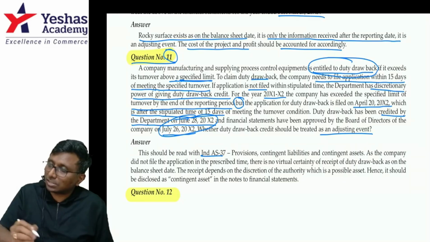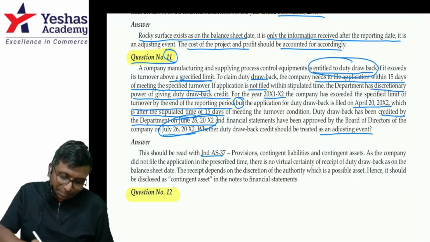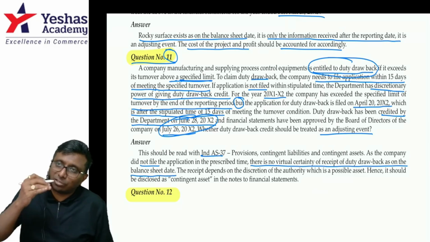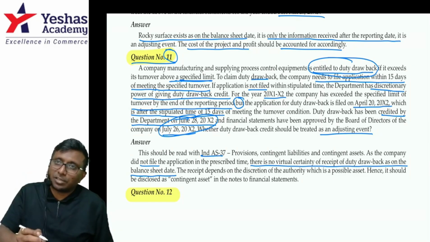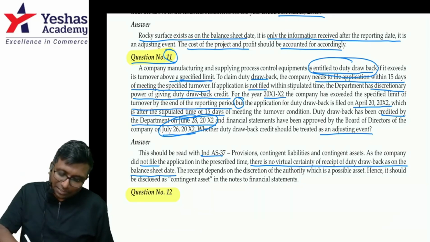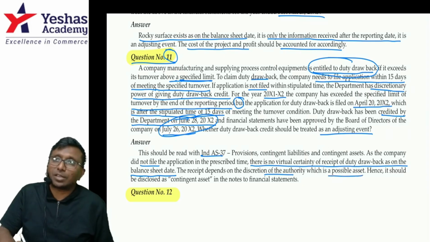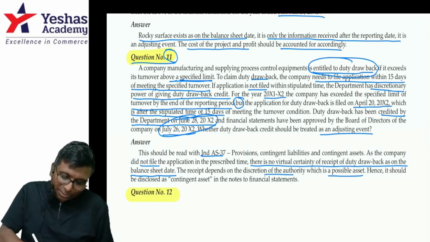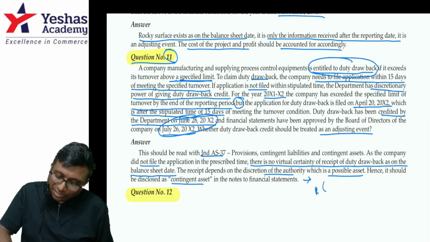That is only provisions and so on. As the company did not file the application, there is no virtual certainty of receipt of the duty drawback as on the balance sheet date. We did not have a right. Virtual certainty is secondary actually. You did not have a right to ask. The decision depends on the other party. The receipt depends upon the discretion of the authority, which is a possible asset. That's why I said it is a contingent asset. Hence, it should be disclosed as a contingent asset. And when are you supposed to record? You write it here: non-adjusting event.